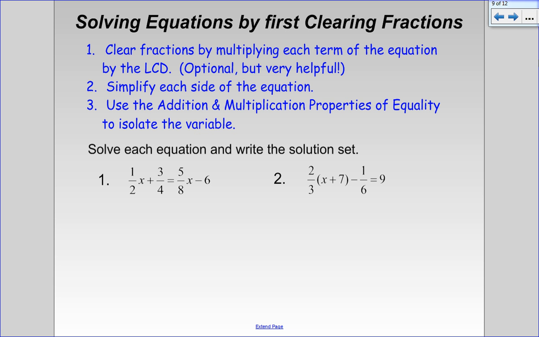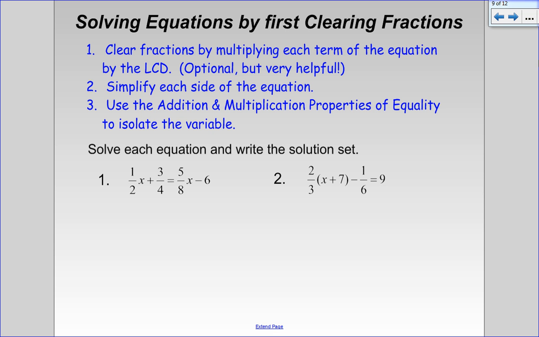In this video, we'll learn how to solve equations that contain a lot of fractions by using a technique that helps us eliminate the fractions, called clearing them. Let's look at our first example. 1/2 x plus 3/4 equals 5/8 x minus 6.